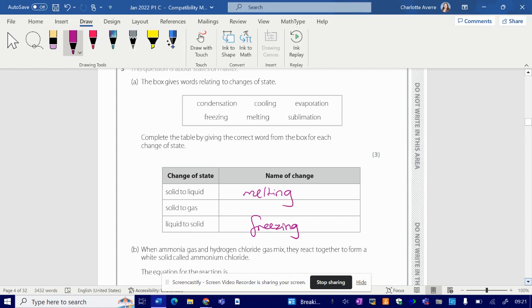And then we've got solid straight to gas without doing anything in between. The thing that a lot of people are going to miss or get wrong here is they're going to go for evaporation, because that's how you make a gas. Remember, that's going from a liquid to a gas. We're going from a solid to a gas here. So sublimation is the key word for that.